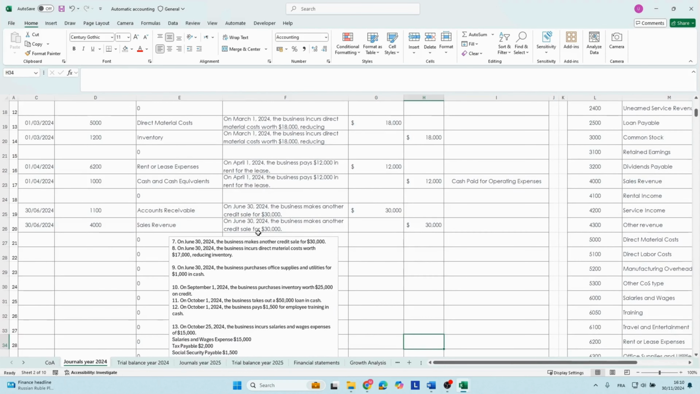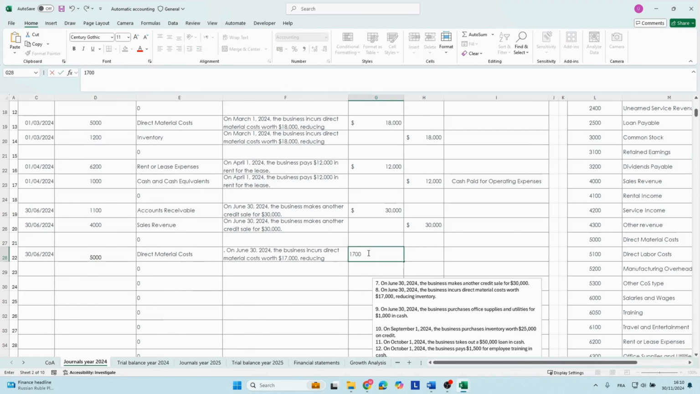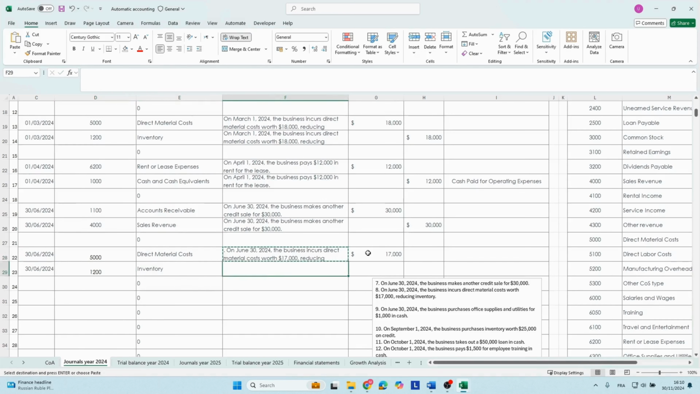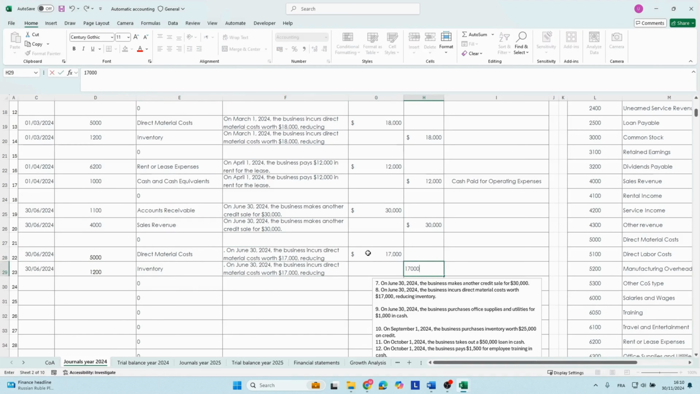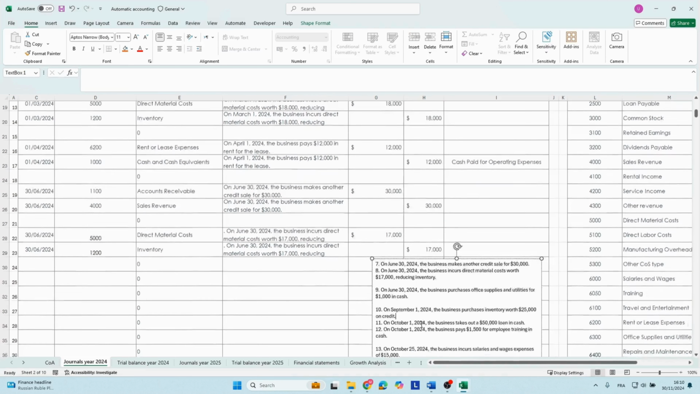Also, we need to book the transaction related to the material costs incurred, which is 17,000. So it will be the same period. The account will be 5,000, 17,000 as direct cost. Then we have the same date. Here we reduce our inventory, and we put the same transaction and include the same amount for inventory.